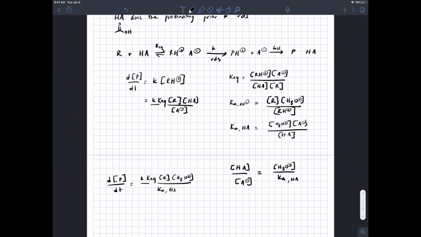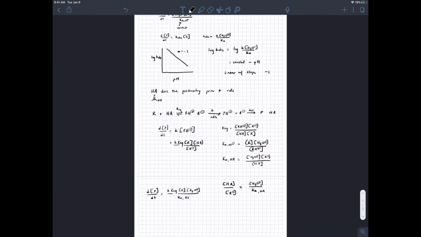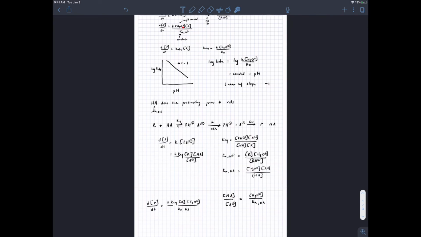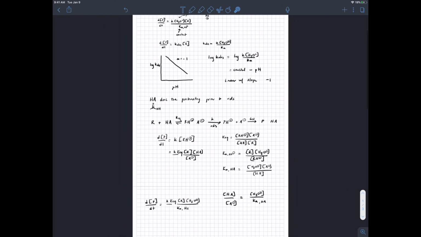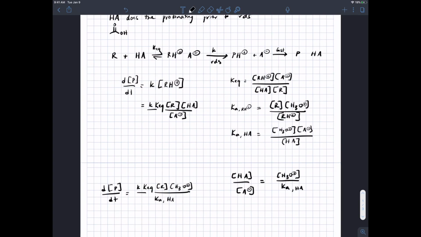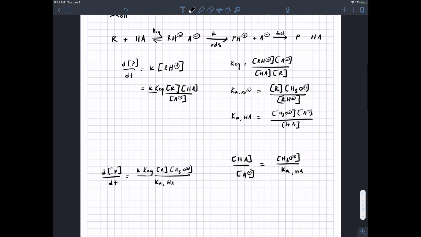Okay, and that should start to look a little bit like the expression we derived up here, where we've got in the numerator concentration of hydronium and concentration of starting material. But unlike up there, instead of having just a rate constant and the Ka of our protonated starting material, we have a rate constant, the equilibrium constant for that first step, and then the Ka of our acid.